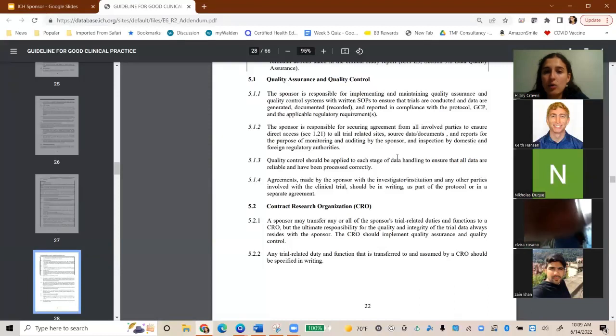And then it's adding that quality control should be at each stage of any sort of data handling, right? So it's emphasizing how important this data is, because it's usually patient information and what's happening with the patient as it progresses.